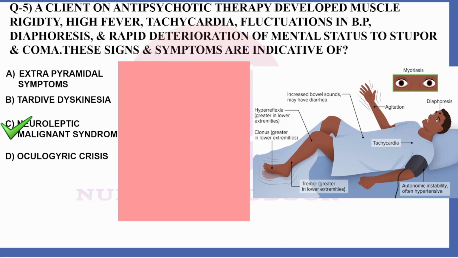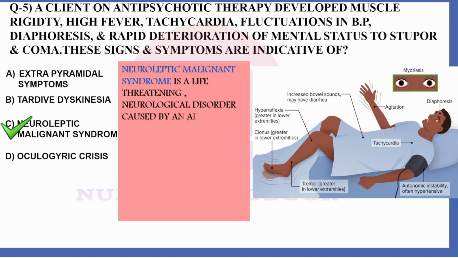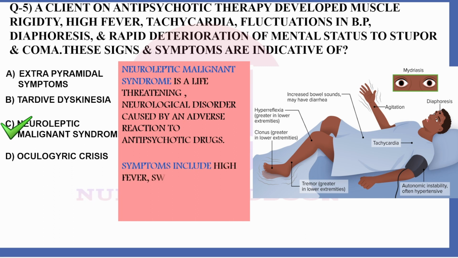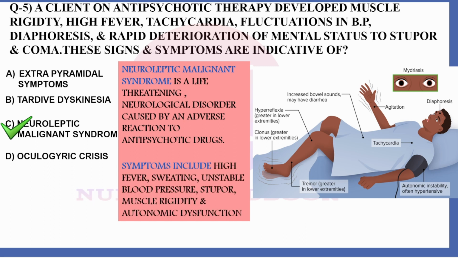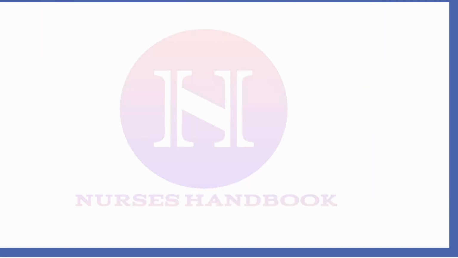Neuroleptic malignant syndrome is a life-threatening neurological disorder often caused by an adverse reaction to antipsychotic drugs. The symptoms include high fever, sweating, unstable blood pressure, stupor, muscle rigidity, and autonomic dysfunctions.